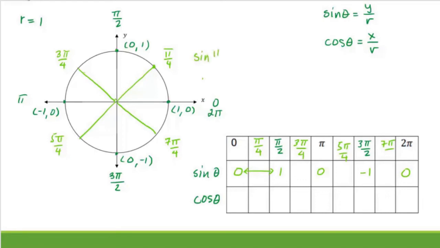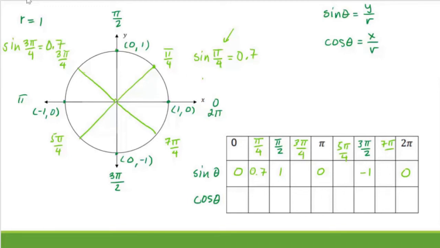So the sine of pi over 4, punch that into your calculator, making sure that your calculator is in radians, turns out to be 0.7. Let's try the sine of 3 pi over 4. The sine of 3 pi over 4 is also 0.7. Is that surprising? Not really when we look at the trend.